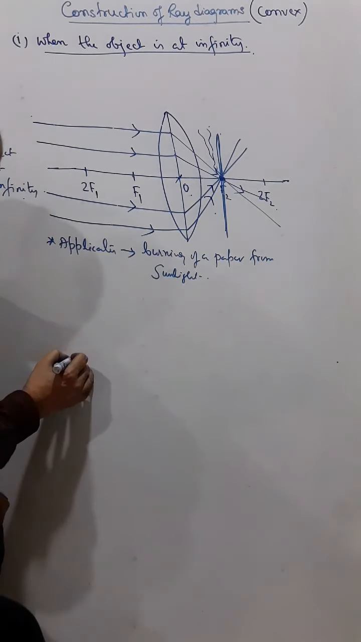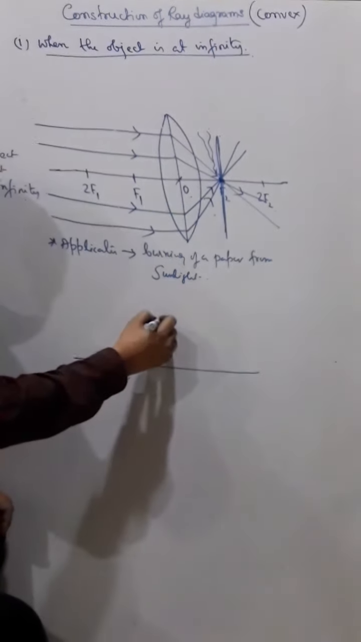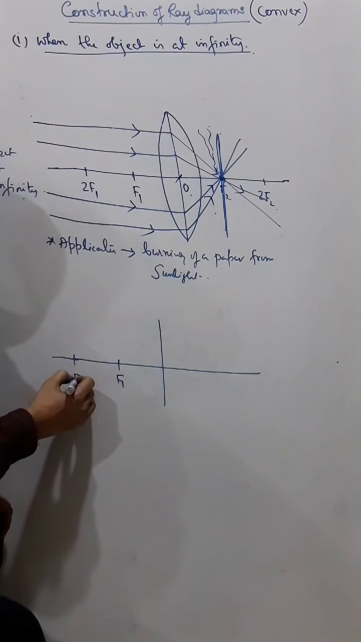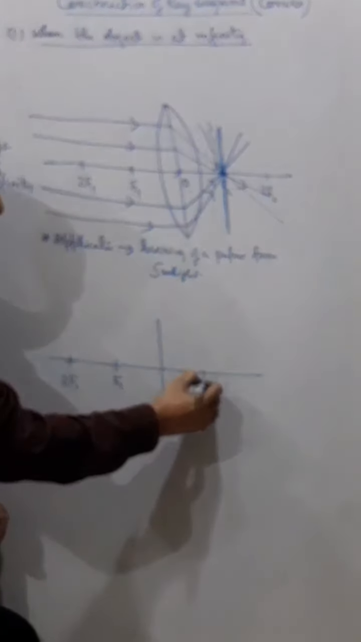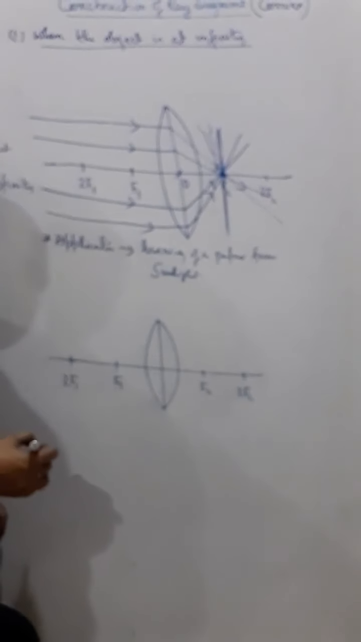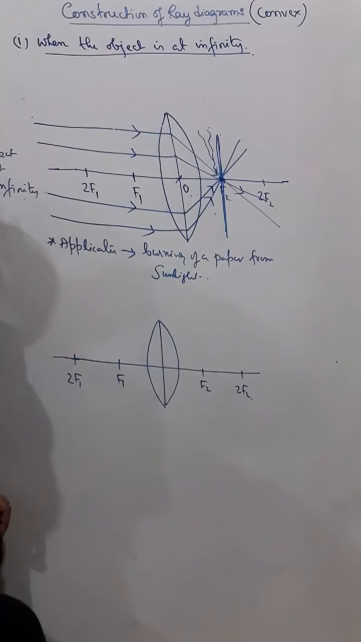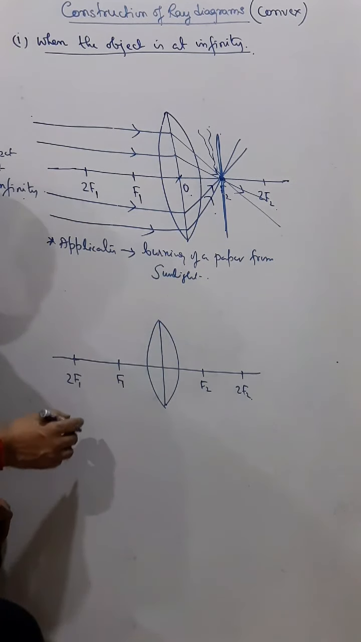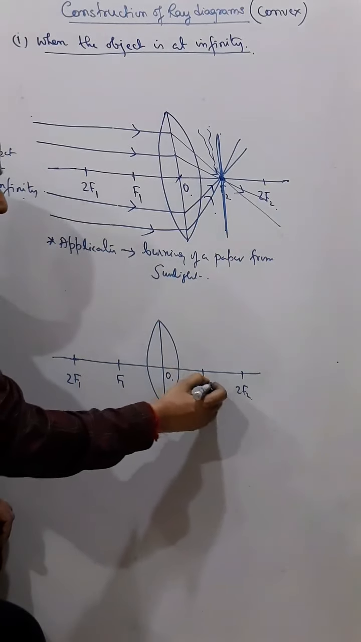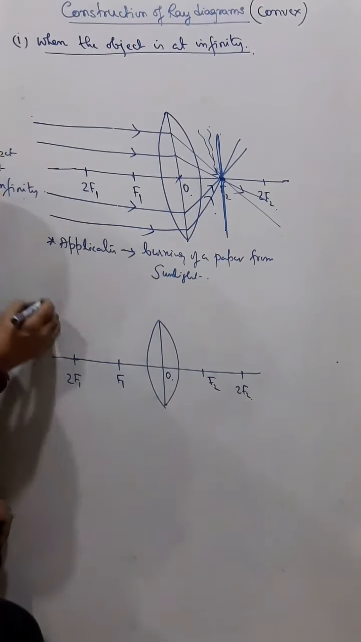But another way we can also show in this way. Again, all this focus and all this we will draw: f1 to f1, f2 and 2f2. Now the object may be obliquely here or here. Okay, but at infinity. So this is the optical center. So always remember the image will be at focus. Okay, so the image will be like this.